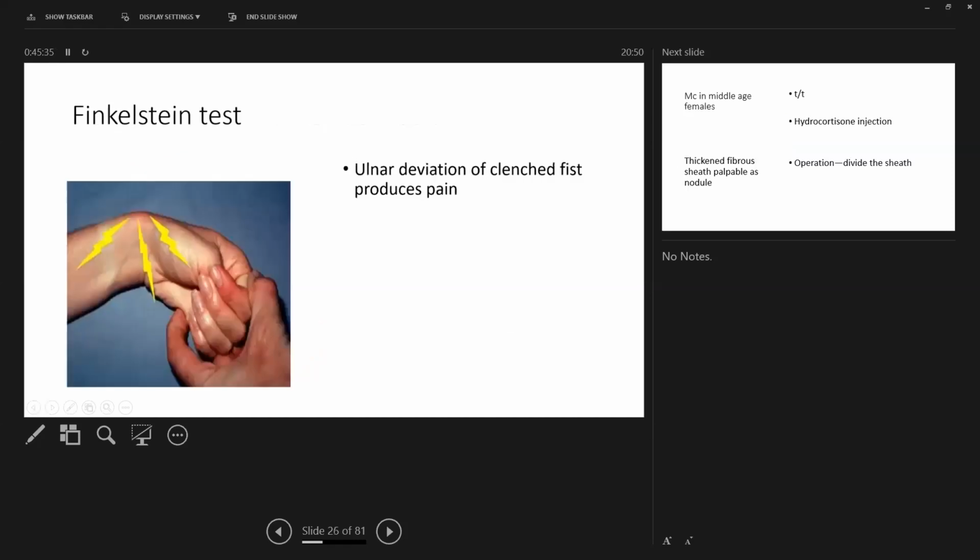Now there is a test, the Finkelstein test. Okay. So Finkelstein test बोलते हैं. How do you remember Finkelstein? I don't know यार. So Finkelstein test में क्या करता है? So this is the area of pain.